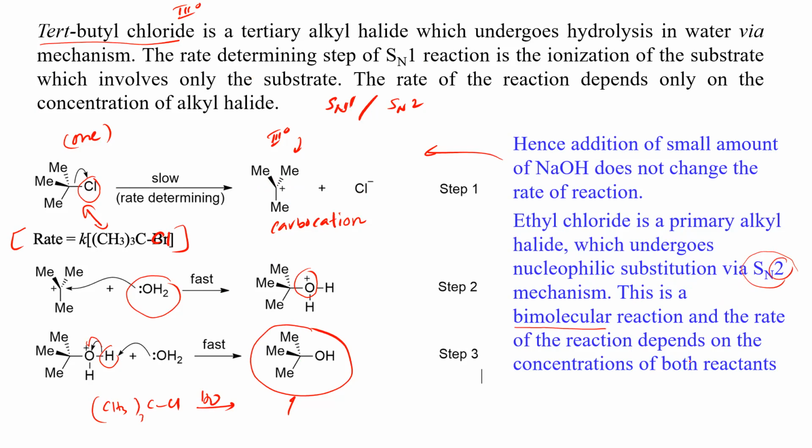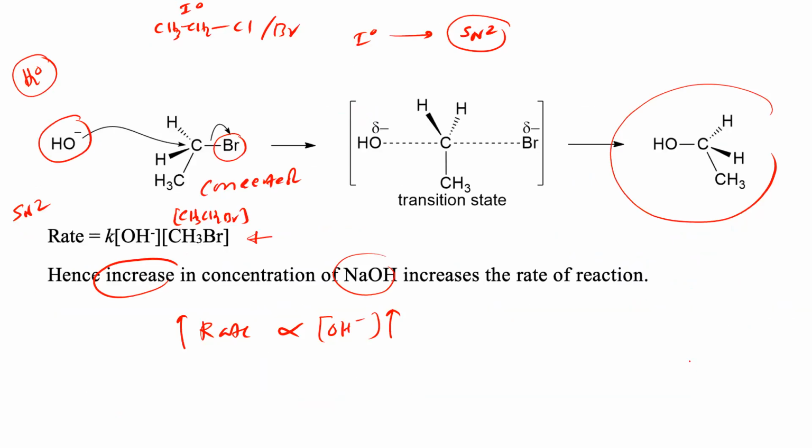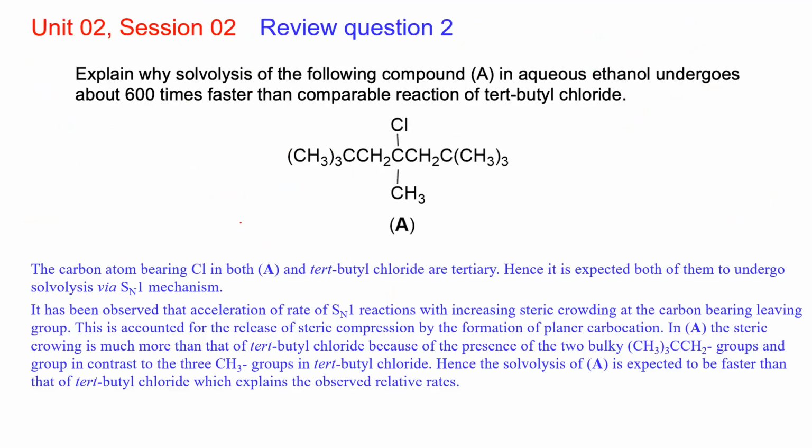So that is how you approach this question and answer. The main difference depends on whether you have primary, secondary, or tertiary alkyl halides. They will undergo different mechanisms, SN1 or SN2. Depending on SN1 or SN2, there are two different mechanisms. The rate law changes, and so does the mechanism. Okay, the next question.